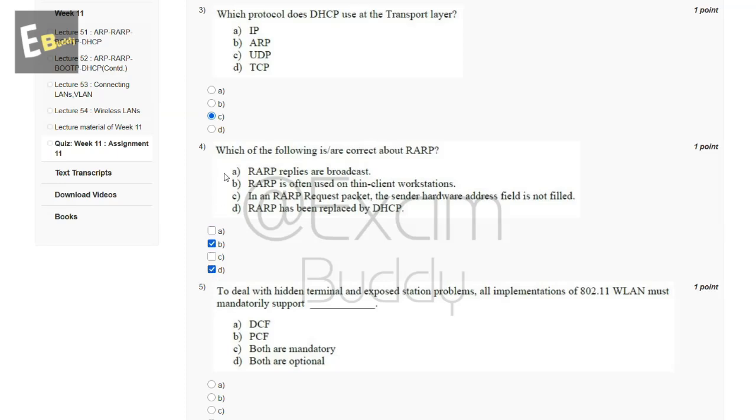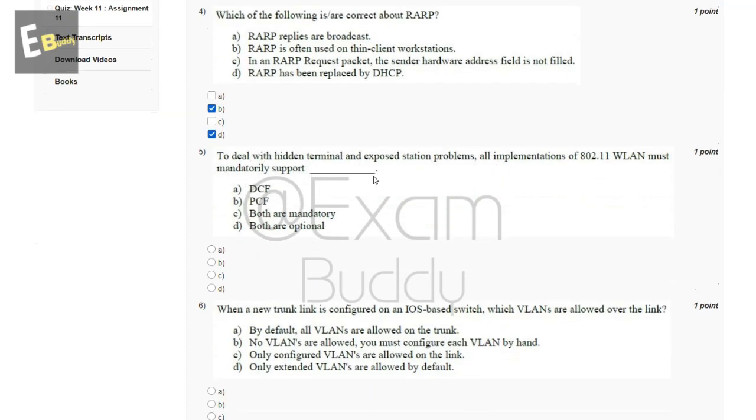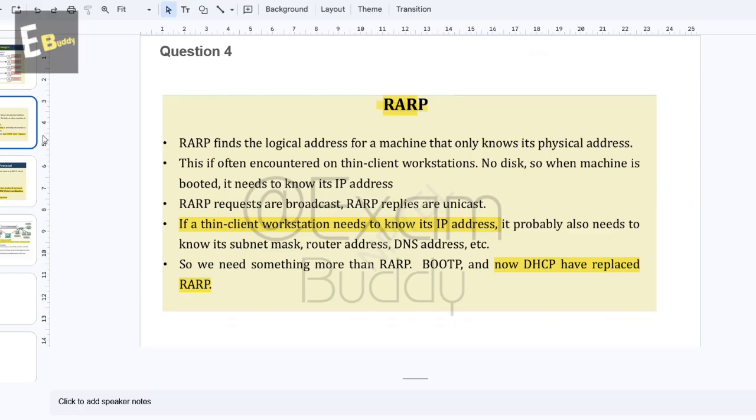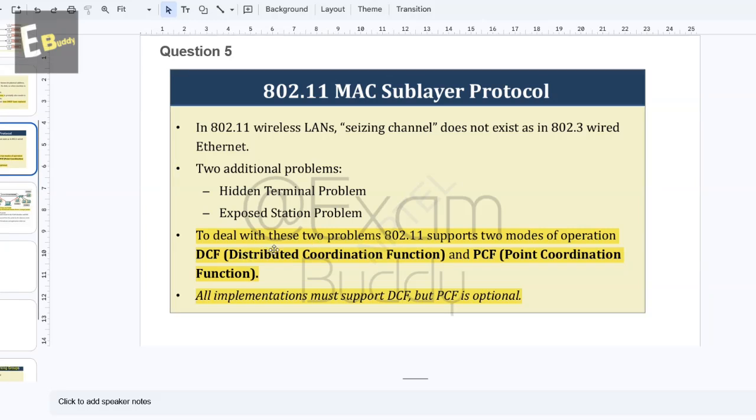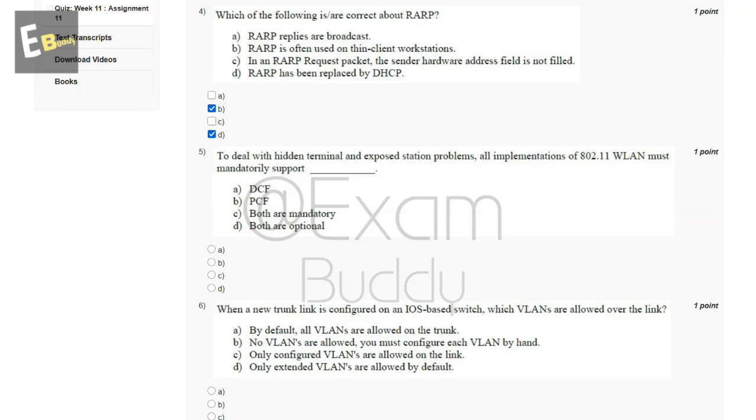And now let's go to our question number 5. To deal with hidden terminal and exposed station problems, all implementations of 802.11 LAN must mandatorily support dash. So these are the options, and now let's check the explanation. So the explanation says to deal with these two problems, 802.11 supports two modes of operation, DCF, distributed coordination function, and PCF, point coordination function. All implementations must support DCF, but PCF is optional. So the answer of our fifth question is A, DCF.